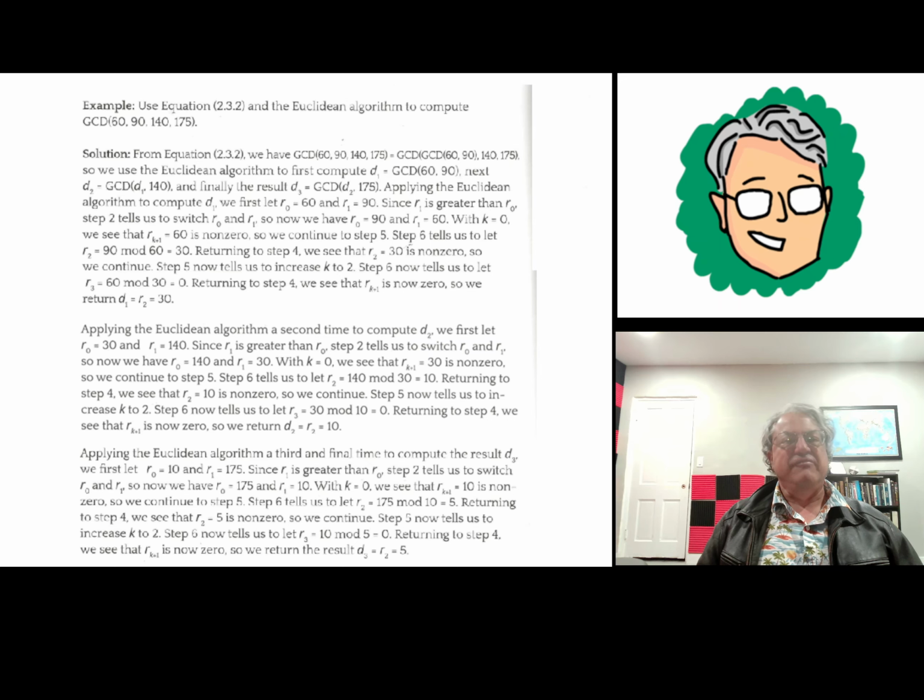So that's how you do that. It's a very efficient algorithm, and you can use it on as many numbers as you want. It's pretty beautiful. So that's GCD. That's the Euclidean algorithm for computing the GCD of as many numbers as you like.